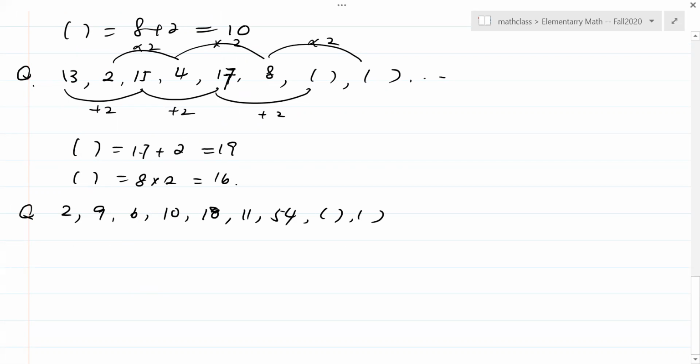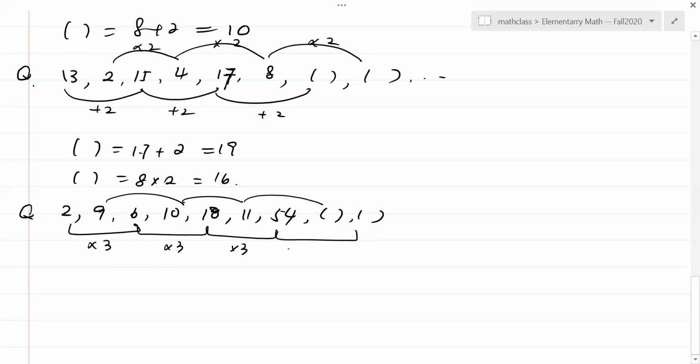2, 9, 6, 10, 18, 11, 54. So you should know this is an alternating series, and you're trying to figure out how those numbers change. You will see that from 2 to 6, it's a difference or a division. I probably just multiply by 3, multiply by 3, multiply by 3, right? And from 9 to 10 to 11, it's increased by 1.